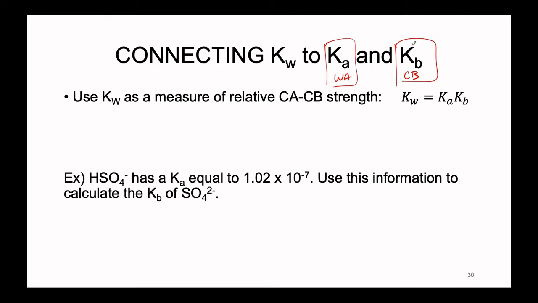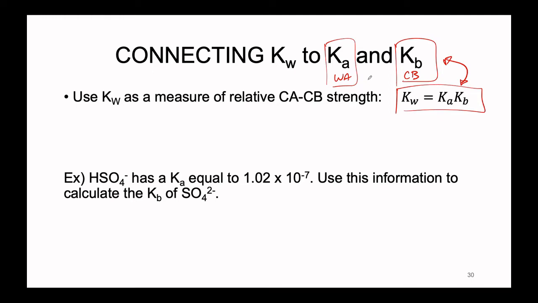We can use our Kw as a measure for relative conjugate acid conjugate base strength. So here we have this equation that is set aside. Our Kw is equal to Ka times Kb. And again, this is for specifically a weak acid, weak base, conjugate acid base pair situation. You can't use this just for any Ka or Kb. It has to correspond to the weak acid and its weak base counterpart.